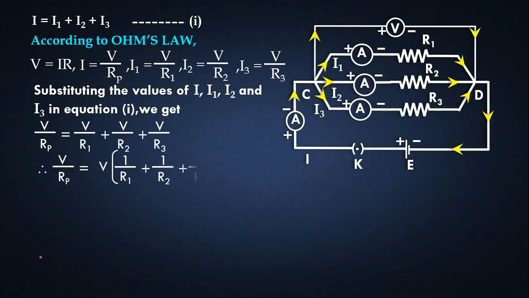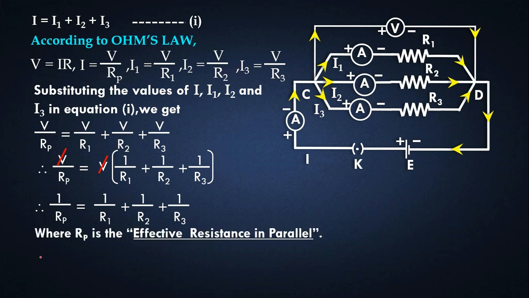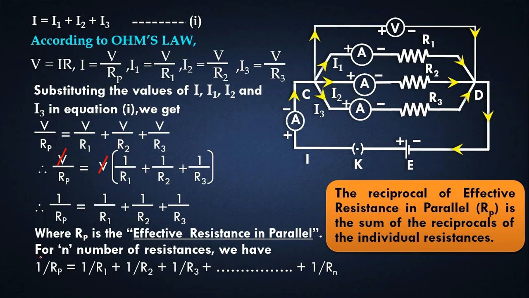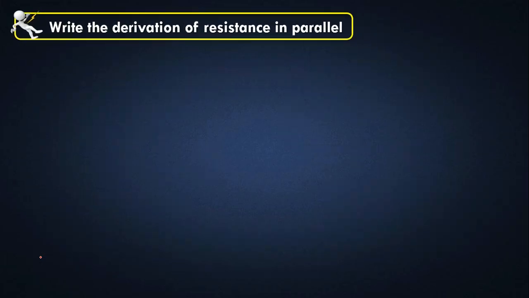Now we can take V common on the right hand side. So 1 by R1 plus 1 by R2 plus 1 by R3 and so on. So V gets cancelled. So 1 by Rp is equal to 1 by R1 plus 1 by R2 plus 1 by R3. Is it right? Where Rp is the effective resistance in parallel. For n resistors, it will be 1 by Rn up to. So the reciprocal of the effective resistance in parallel Rp is the sum of the reciprocals of the individual resistors. Okay.